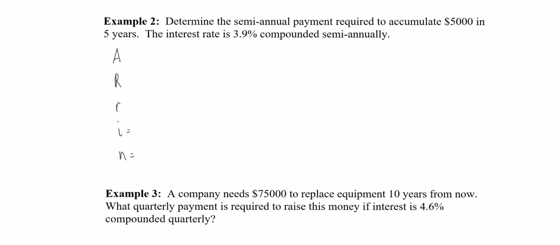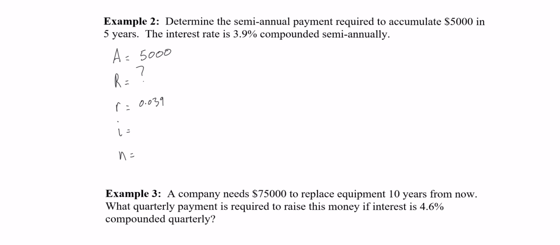A-R-R-I. So determine the semi-annual payment required to accumulate $5,000. So $5,000 is our start value. And we don't know what R is, but we do know it's going to take 5 years and it's compounded semi-annually. So it's 3.9%. So 3.9% is 0.039.